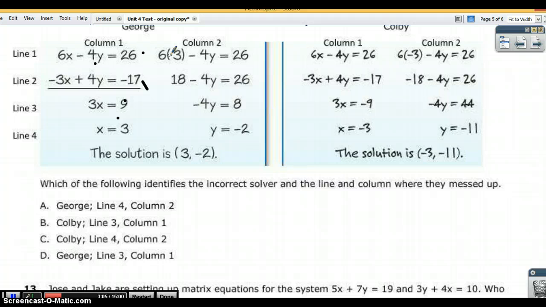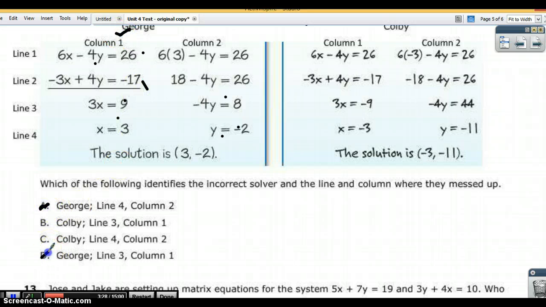So 3 times 3 is 18. Everything else comes down. They're going to subtract 8 from both sides. So 26 minus 18 is 8. The negative comes down. And 8 divided by negative 4 is negative 2. George did a great job. George did it. So we know that it's not George.